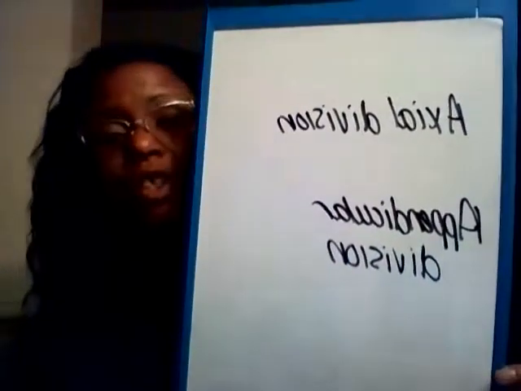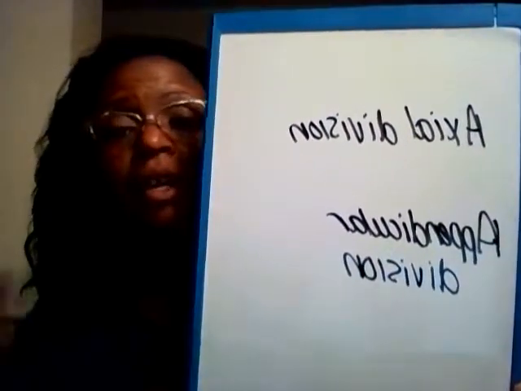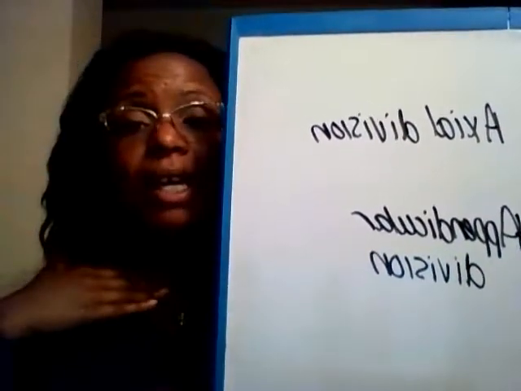The axial division consists of the head, neck, and torso, or trunk. Sometimes that's used as well. Axial: head, neck, and torso. While the appendicular division consists of the upper and lower extremities, meaning our arms and legs.